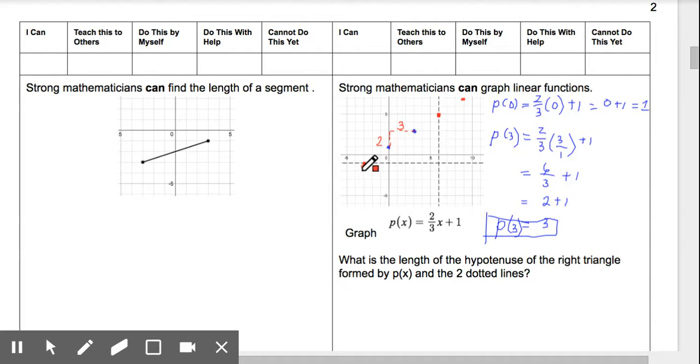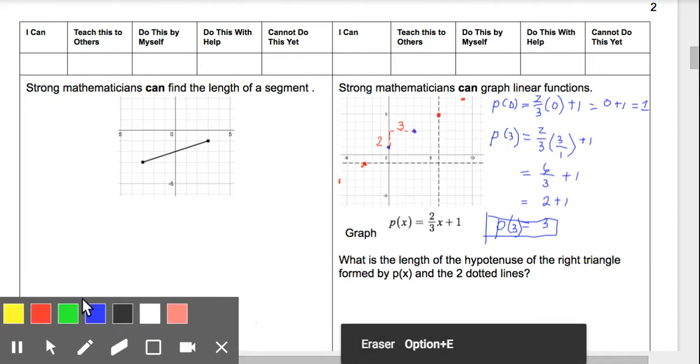And I could continue if there's more space. 1, 2, 1, 2, 3, maybe right here. So notice, look at these points. These points are lining up. So we can now connect the points to form a line.